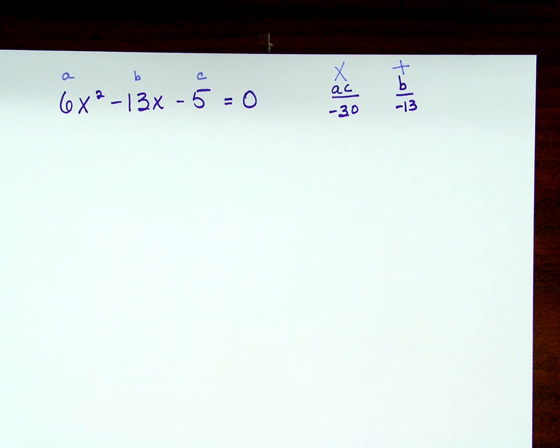Because negative 10 and positive 3 is negative 7, and 10 and negative 3 is 7. So maybe we chose the wrong numbers to begin with. But it was logical, right? 10 and 3 is 13, except when you look at the signs, you've got to be careful. So what about if we try 15 and 2? What kind of 15 and what kind of 2, though? Negative 15 and positive 2, because that'll give me negative 13 if I add them together, right?